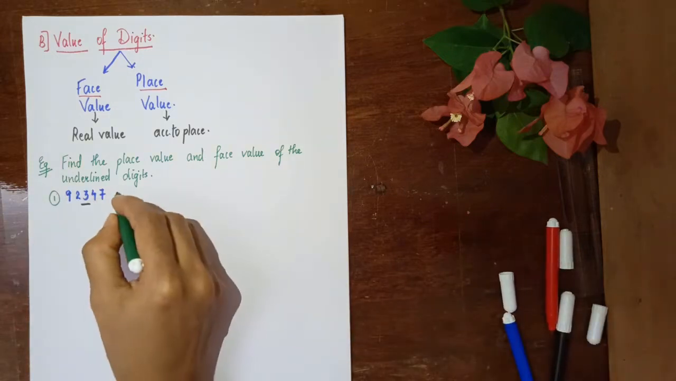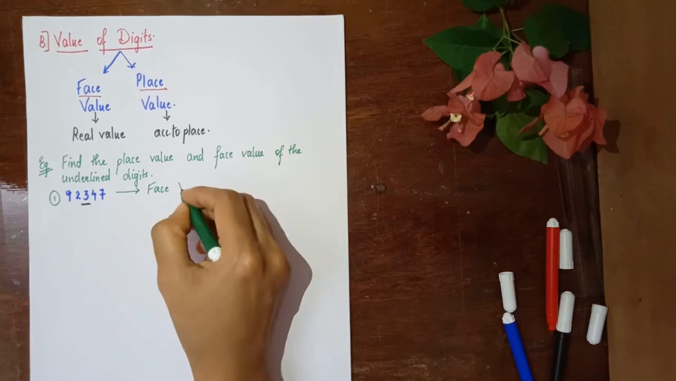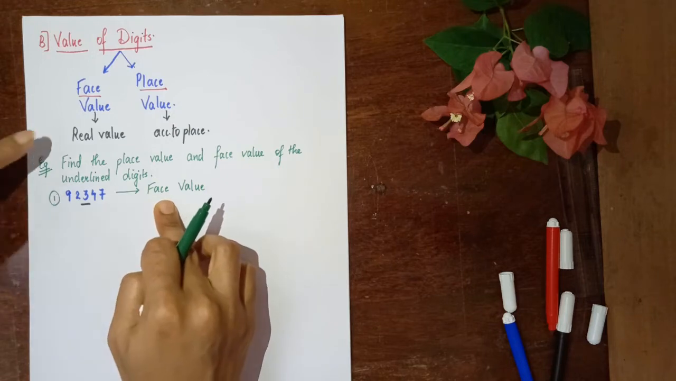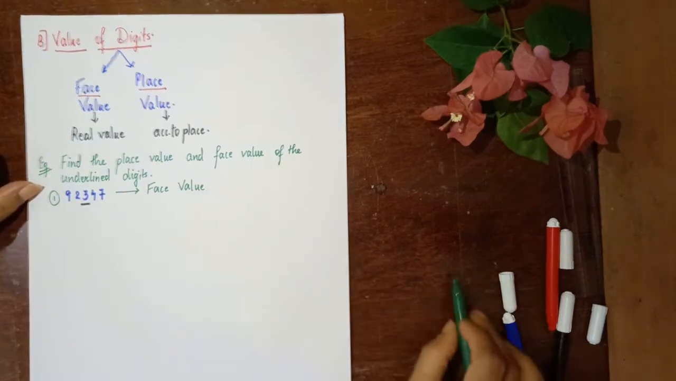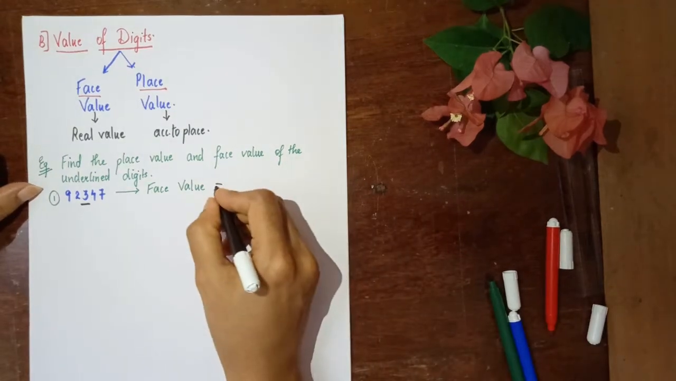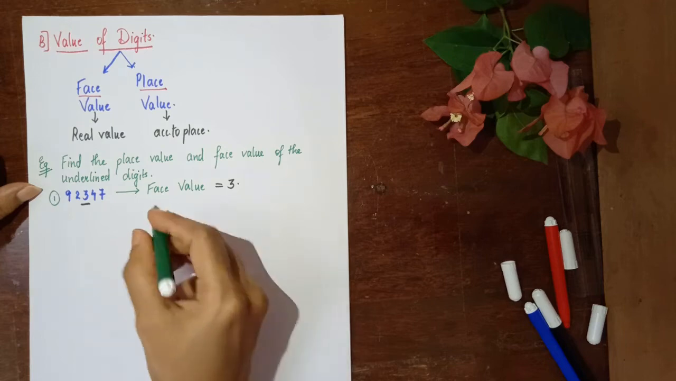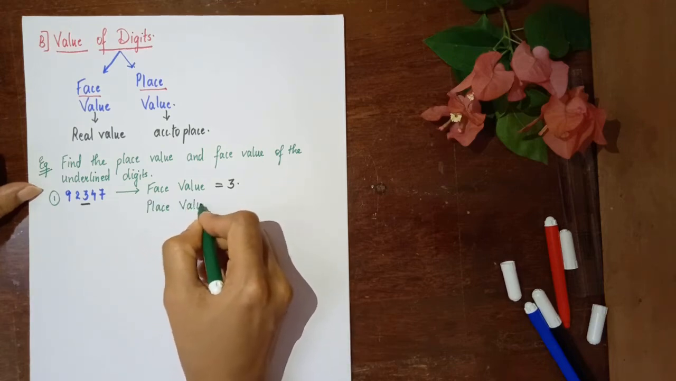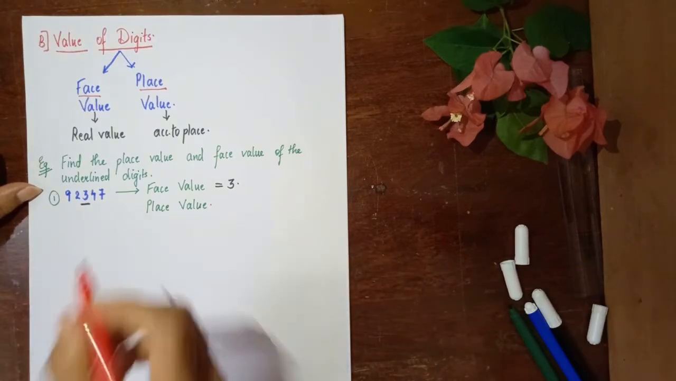So let's write down. First we'll write down the face value. As you know children, face value is nothing but the real value. So the real value of 3 is always going to remain 3. So the face value remains 3. But now what about the place value? Let's see what is the placement of 3 in this entire number.